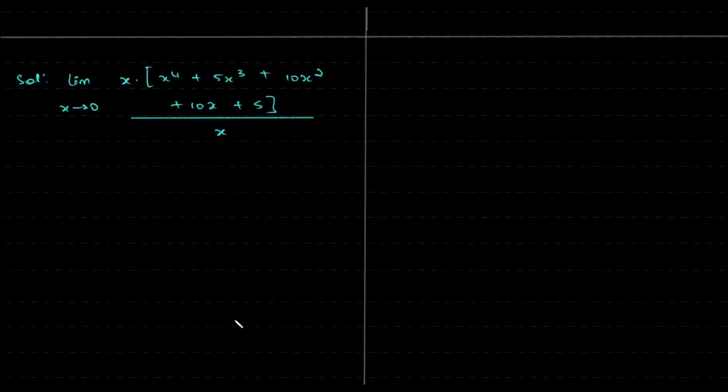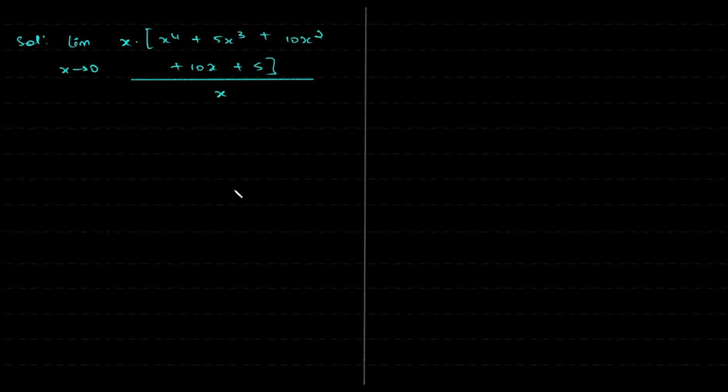So what to do next? First thing is we'll cancel this, and now we can apply direct substitution. Is it not? We just have a polynomial in the numerator, so it's a polynomial function, so we can directly apply the limit. So we'll end up with 0 plus 0 plus 0 plus 5, and so we have the result to be 5.